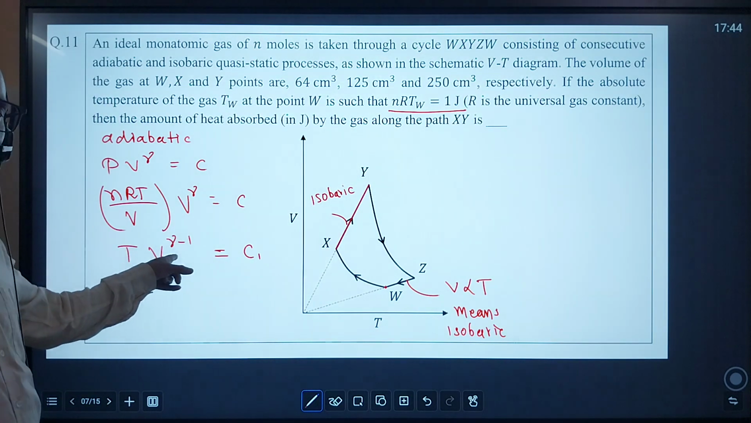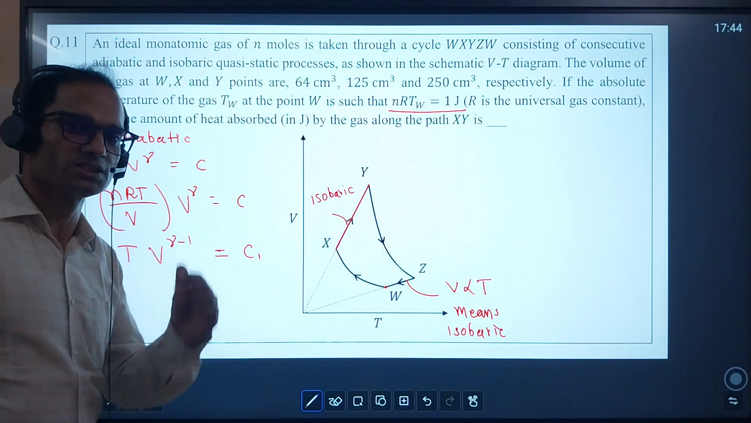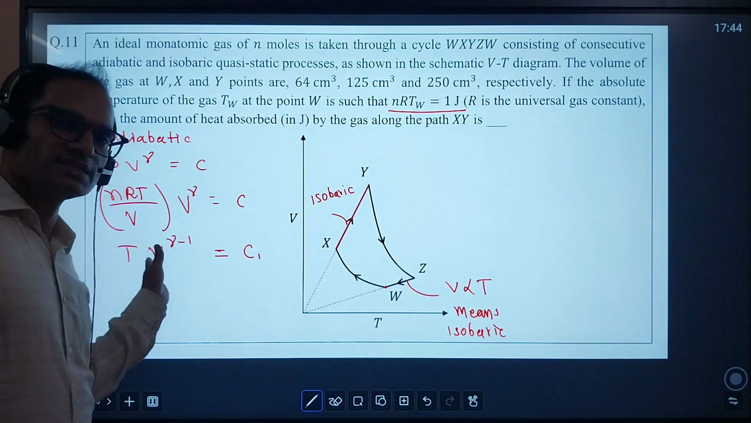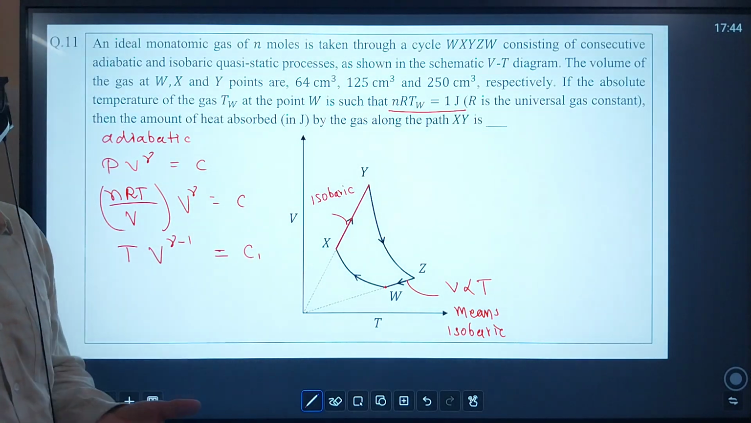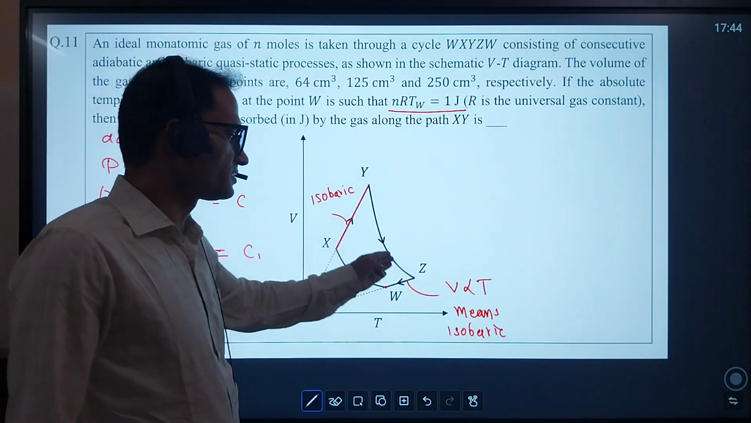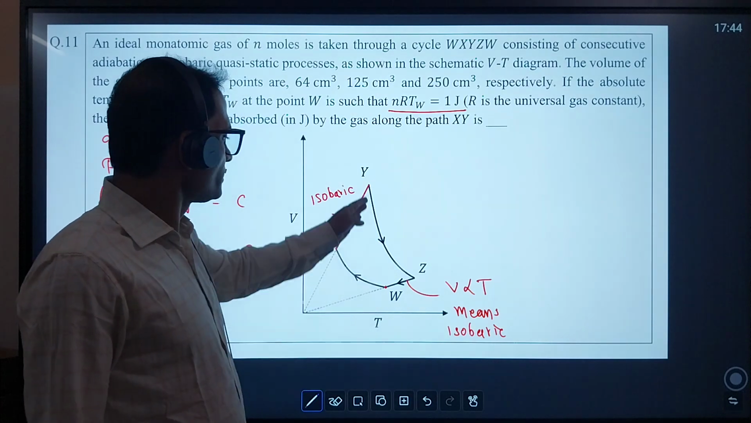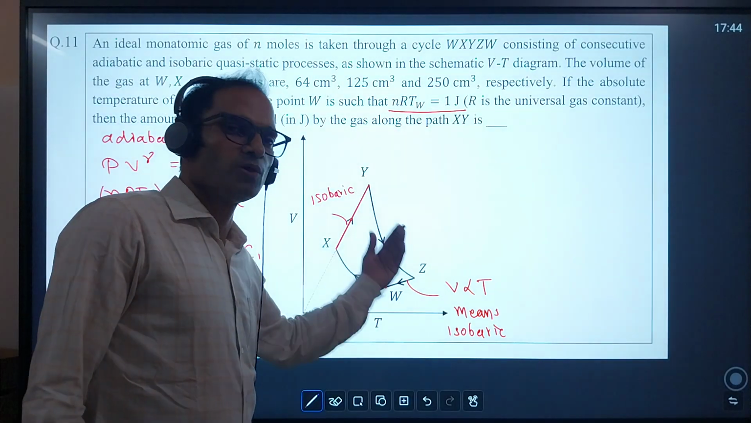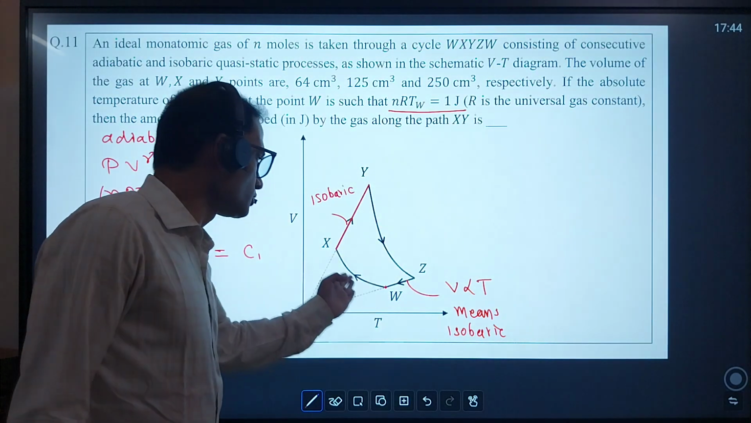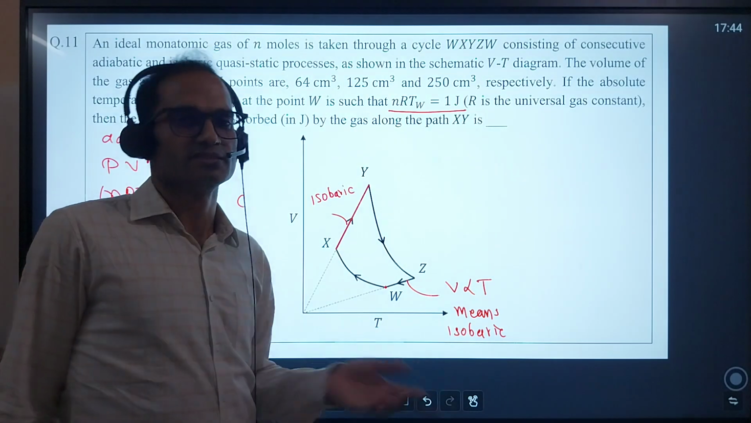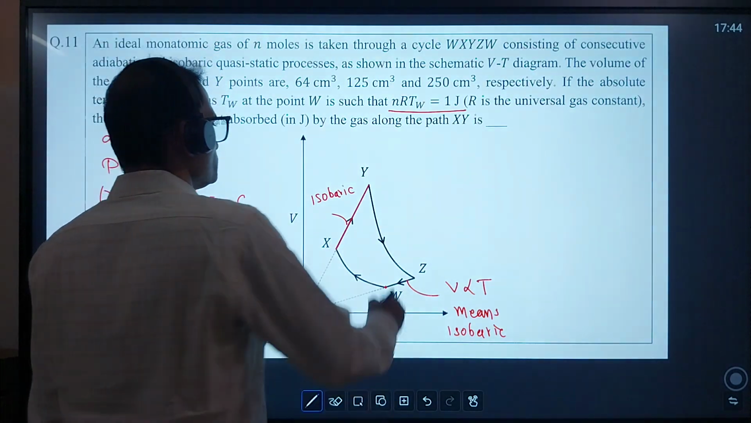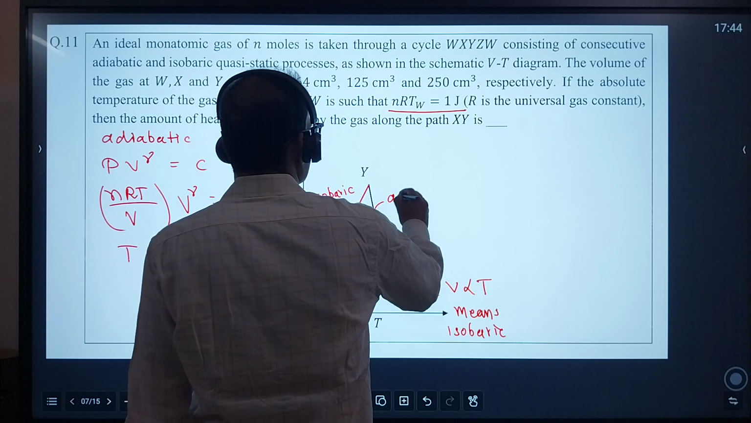Because gamma is more than 1, the power of V is still positive. So when one thing increases, the other will decrease. Here temperature is increasing and volume is decreasing. Here volume is increasing and temperature is decreasing. So these are adiabatics.